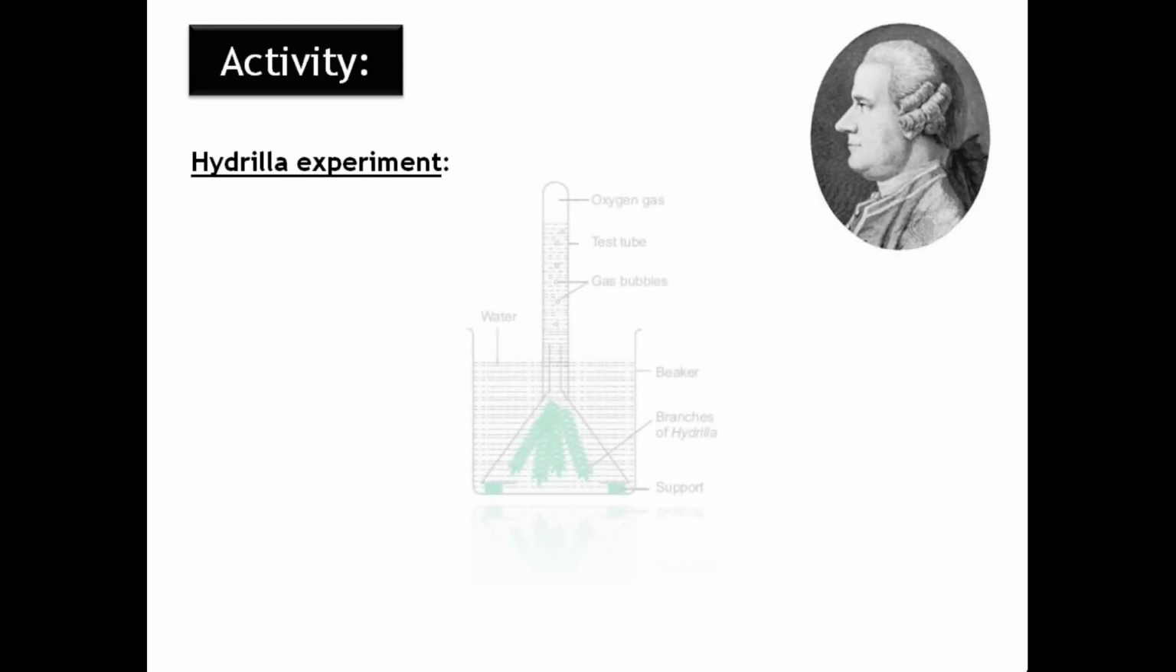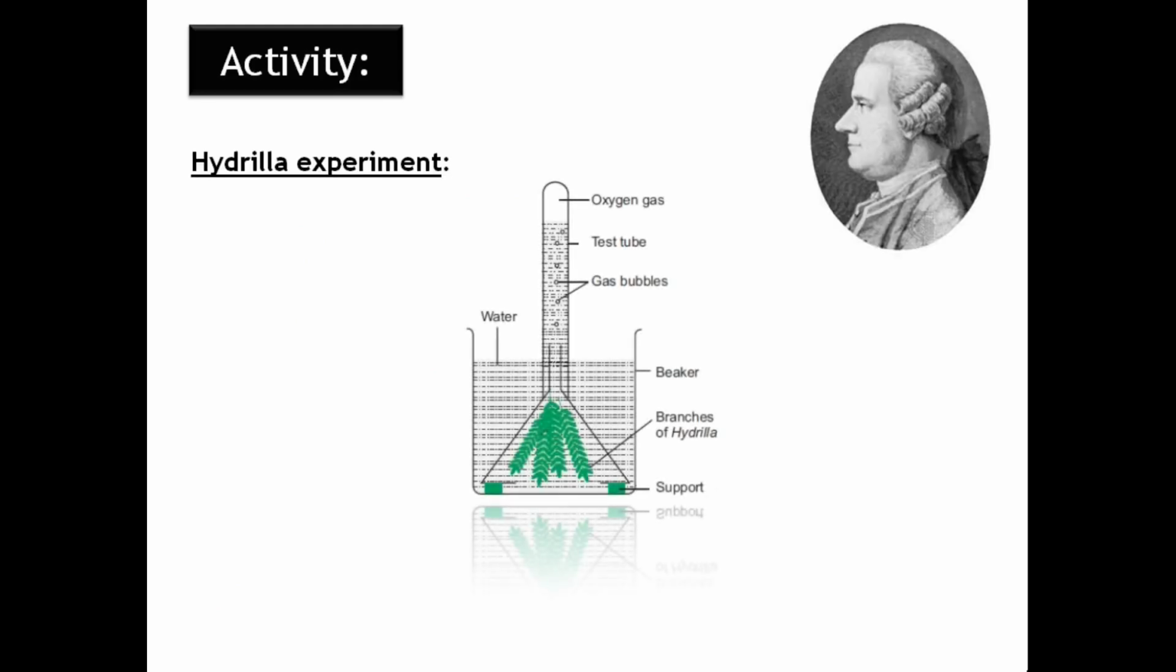Here we have an activity which was done by John Ingenhousz. Oxygen is produced during photosynthesis in the presence of light. This is also called the hydrilla experiment.